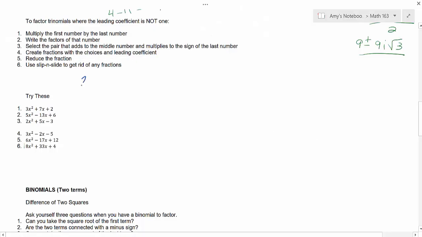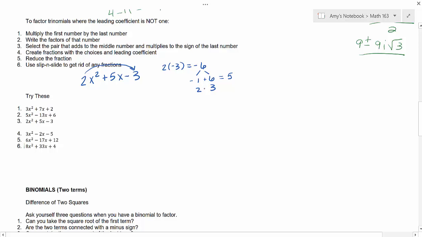Number 3, 2x squared plus 5x minus 3. 2 times negative 3 is negative 6. We want to write down the factors of that number, 1 and 6, 2 and 3. What would add up to positive 5? Well, negative 1 plus 6 would give me a positive 5.